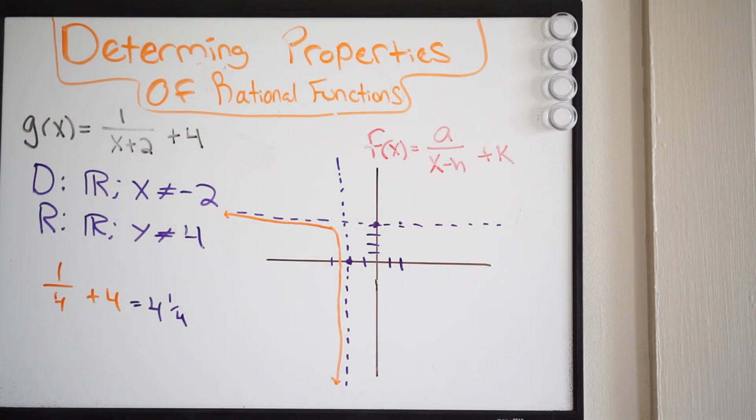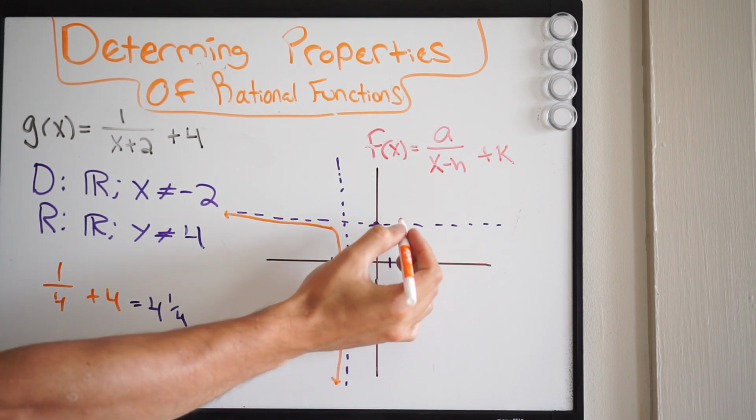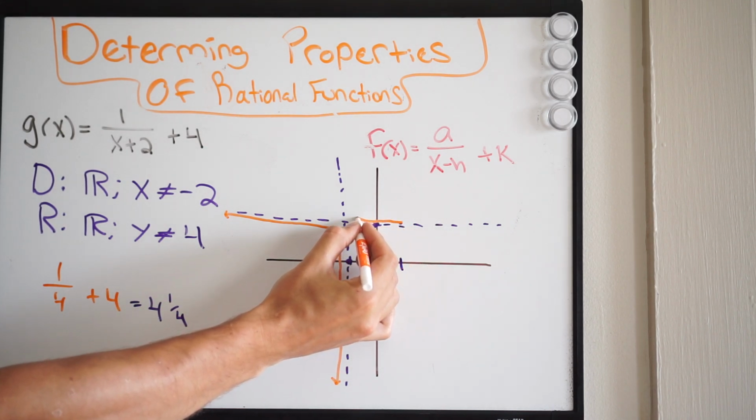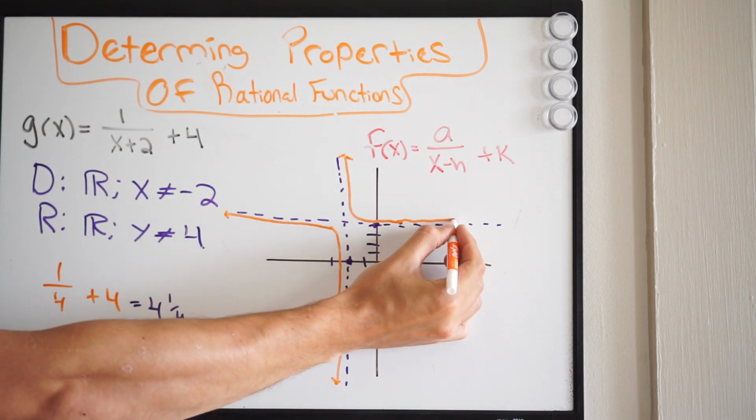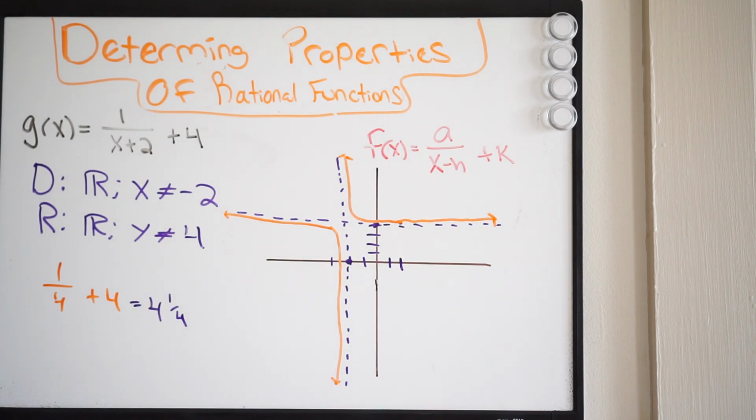And again, we can go ahead and graph this by respecting both asymptotes here, and we can get the shape of our function. And this problem is now complete.